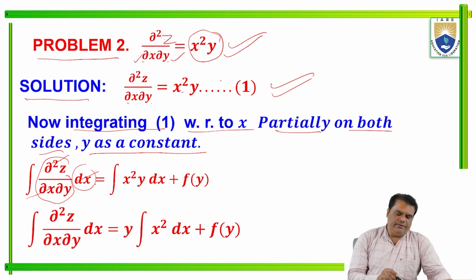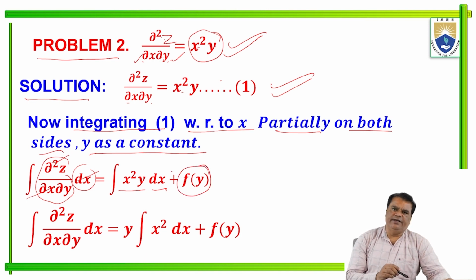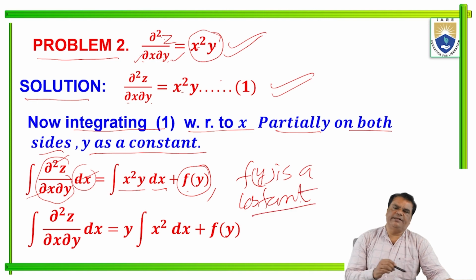So here, on this side the function is x²y dx. We are integrating here with respect to x. So y is constant. So we are adding here one arbitrary constant. So we are adding some function of y, f(y), here. f(y) is a constant here, an arbitrary constant with respect to x.